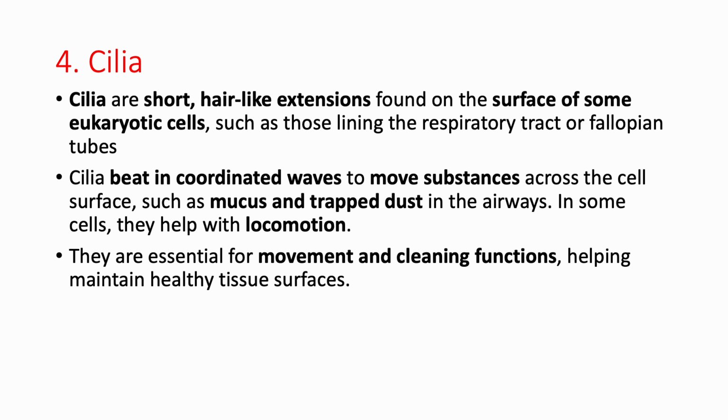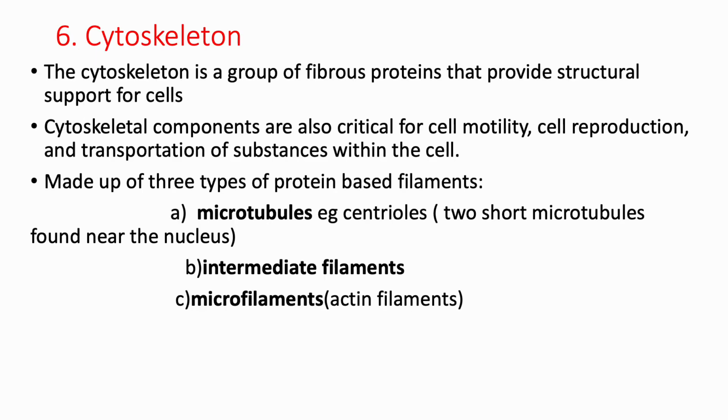We can also discuss other cytoskeletons. The cytoskeleton is a group of fibrous proteins that provide structural support for cells. It's good for motility, cell reproduction, and transportation of substances. Cell reproduction is cell division, and transportation of substances is within the cell. It is made up of 3 types of protein-based filaments. We have microtubules, the one we've just discussed, and intermediate filaments and microfilaments, which are sometimes actin filaments.